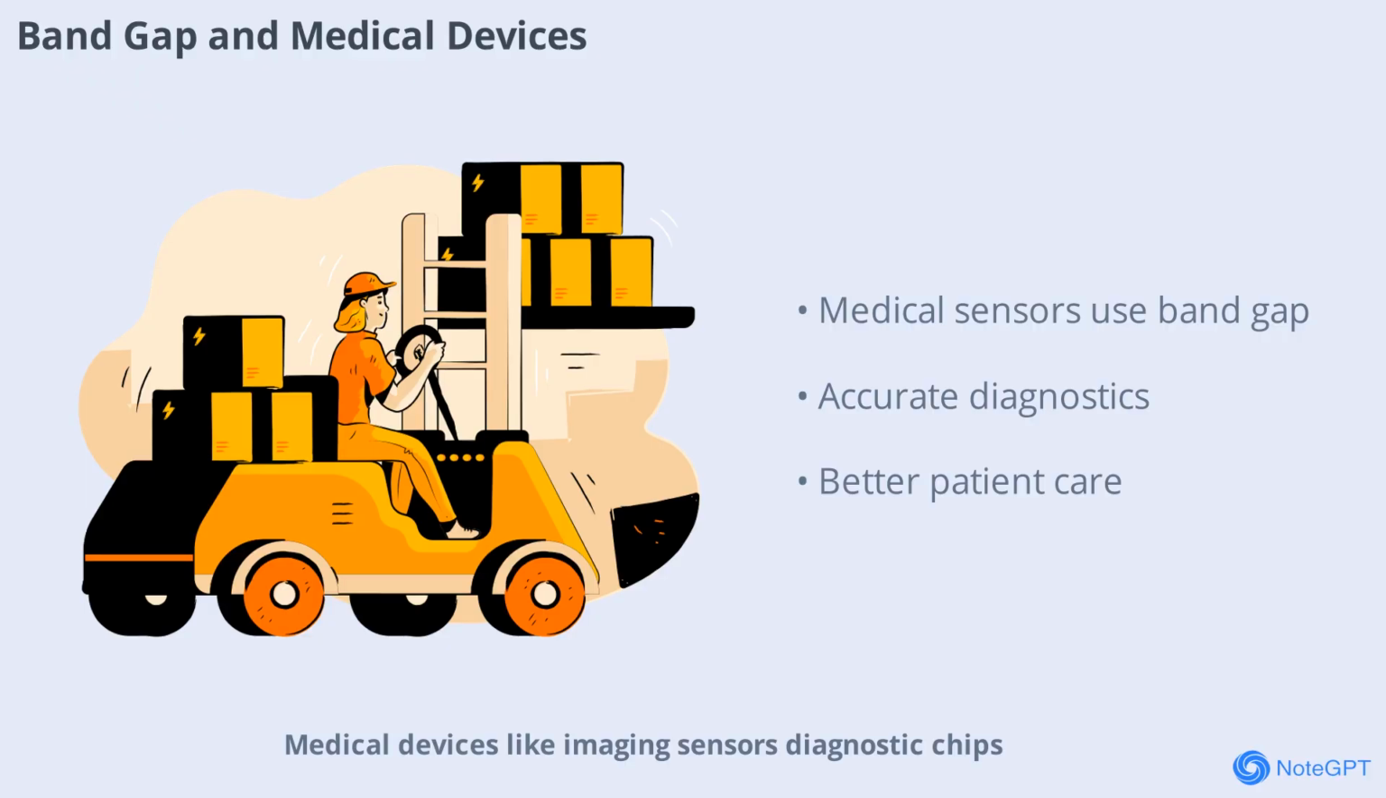Medical devices like imaging sensors, diagnostic chips, and wearable monitors use semiconductors with tailored band gaps. These materials enable precise detection of biological signals, light, or chemicals, improving the accuracy and reliability of medical diagnostics. Band gap engineering is helping to advance healthcare technology and patient care.